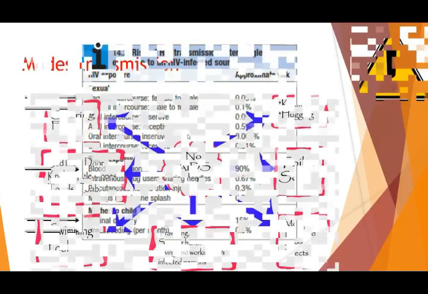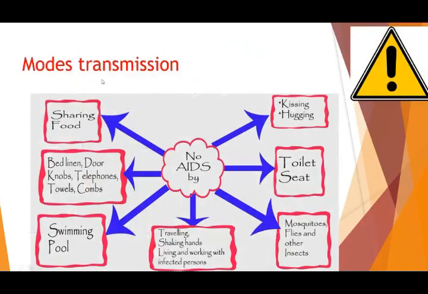Okay, so we'll go through the modes that are not going to transmit the virus. For example, kissing, hugging, toilet seats, mosquito bites, fleas and other insects, traveling, shaking hands. Bed linen, doorknobs, telephones, towels, combs, swimming pool, sharing foods. These are not going to transmit the virus. So have a look at this slide. This is very important.